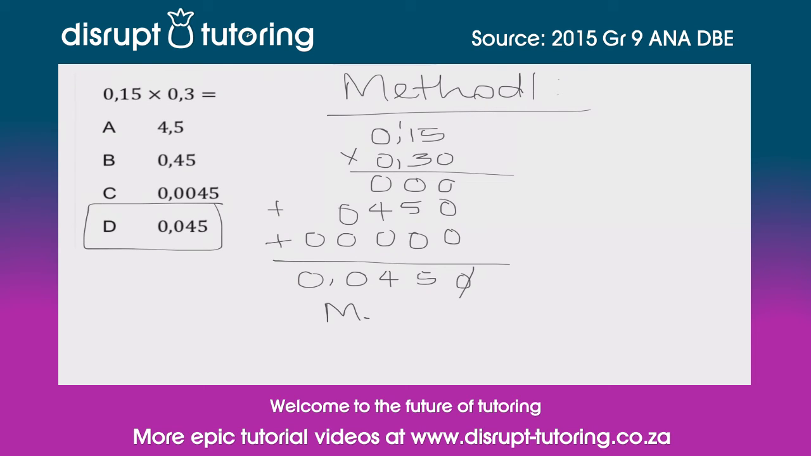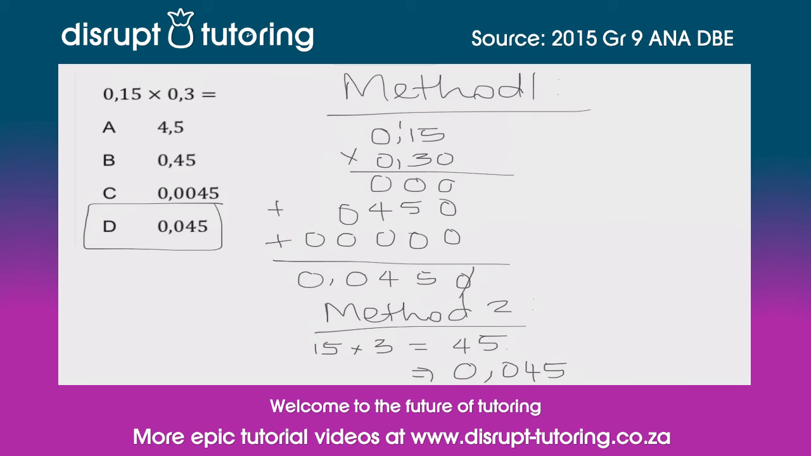Okay? And I'm going to write out method 2, and I would urge you to use method 2, so get comfortable with it. What you do is you're going to take the numbers only. So you're going to take the numbers only and you're going to say 15 times 3, and that's going to give you 45. You're then going to look at the total number of decimal places you've got in the original question, and that is going to give you 3. So we know that our answer needs to have 3 decimal places. So therefore, our answer is going to be 0,045 because we need 3 decimal places.